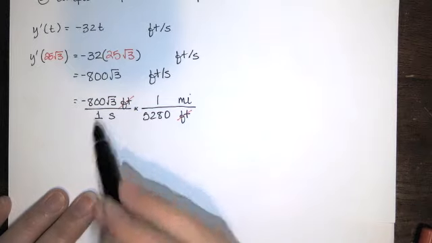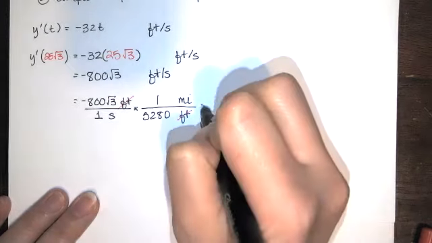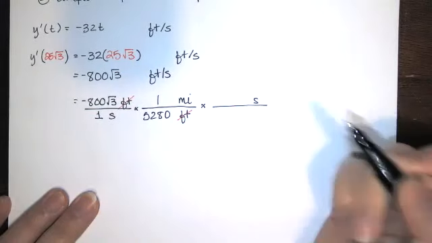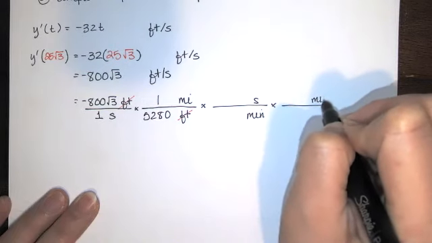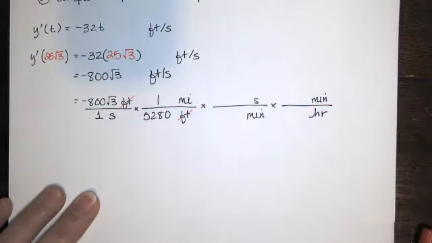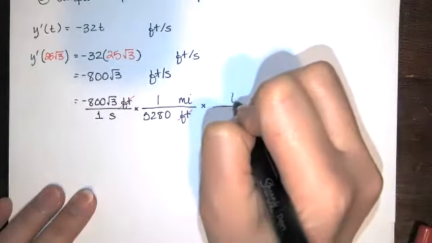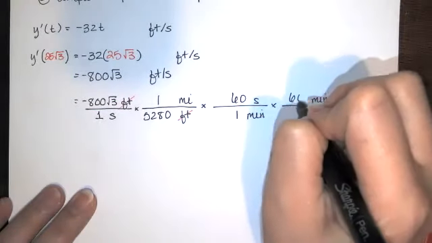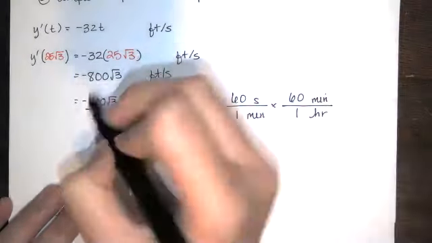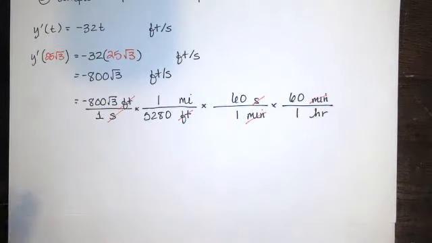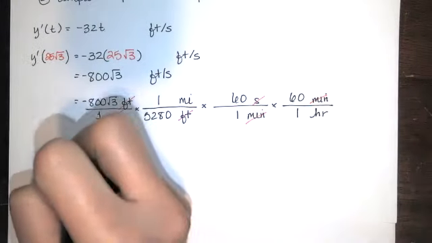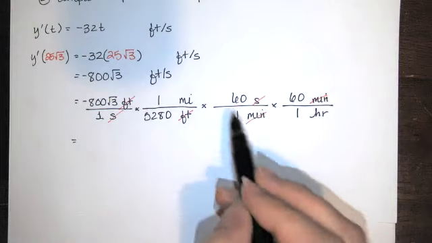Okay, and now we have miles per second, but we want miles per hour, so we need to get rid of the seconds. And so I'll go from seconds to minutes, and I don't want minutes, so I'll get rid of the minutes and go to the hours. There are 60 seconds in 1 minute, and there are 60 minutes in 1 hour. So when we multiply, the seconds reduce and the minutes reduce, and now we have a number of miles per hour. Good. Okay, so we're going to get negative 800 square roots of 3 times this 3,600 over here.